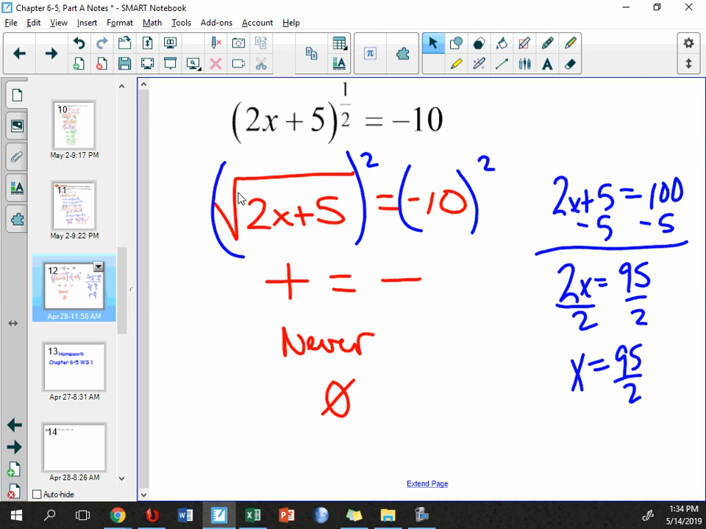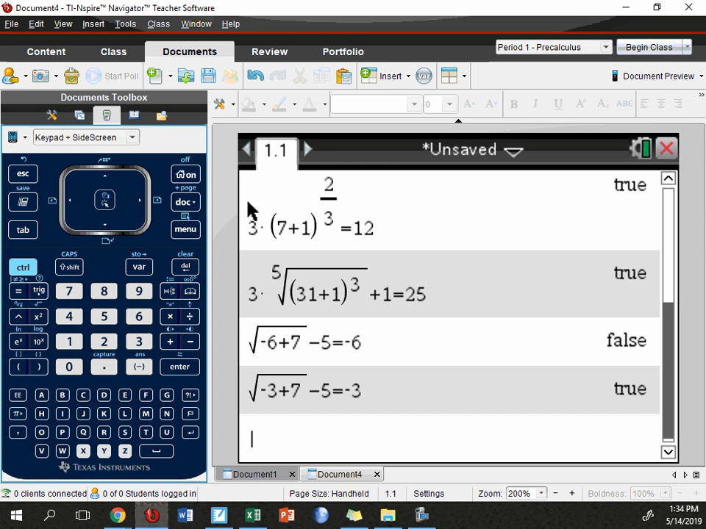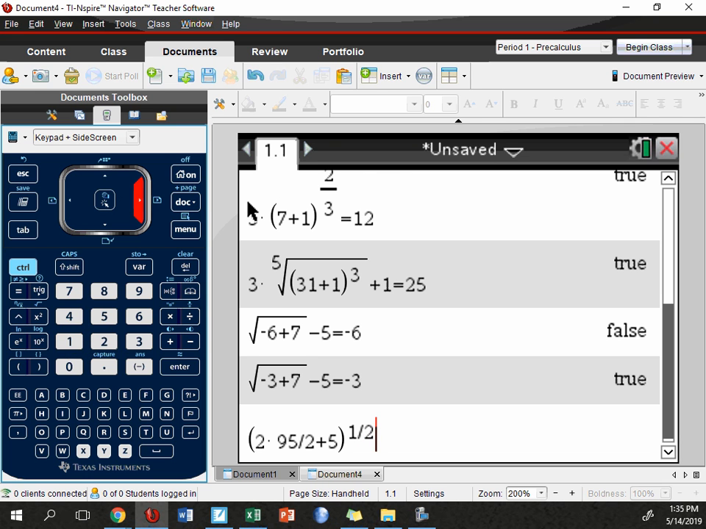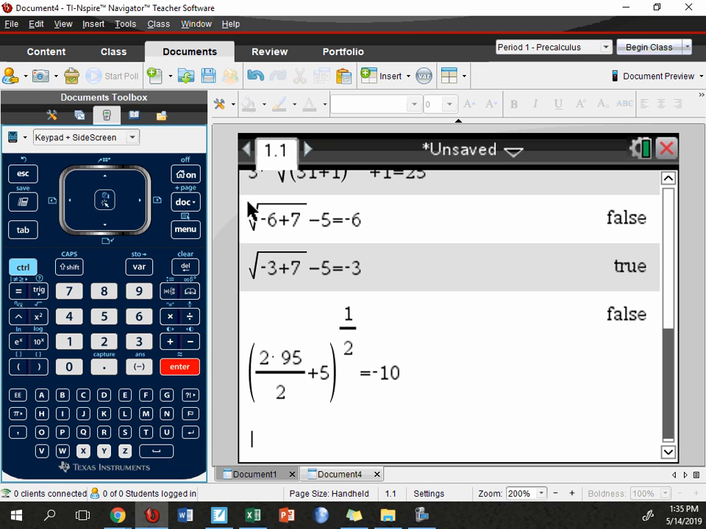So let's go ahead and plug that in, because you said there's an answer. So let's go ahead and check that. So I have parenthesis 2 times 95 divided by 2 plus 5 raised to the 1 divided by 2 power, and that equals negative 10. Hit enter. False. I don't understand. Because whenever you calculate it out, can you ever take the square root of a number and it become negative?